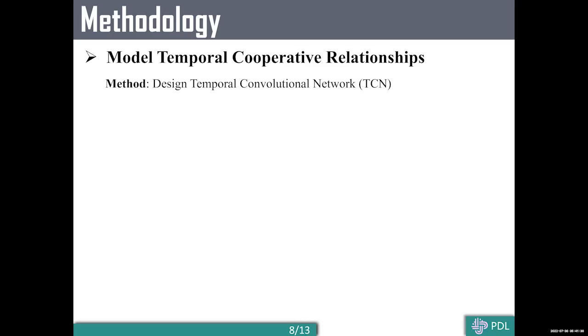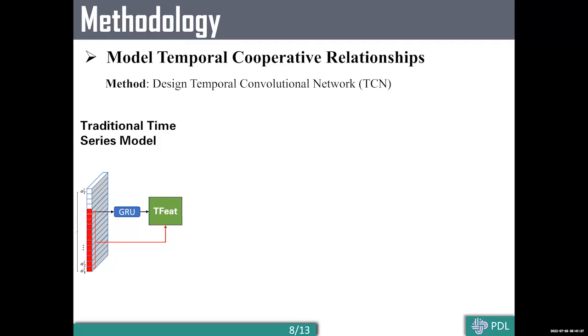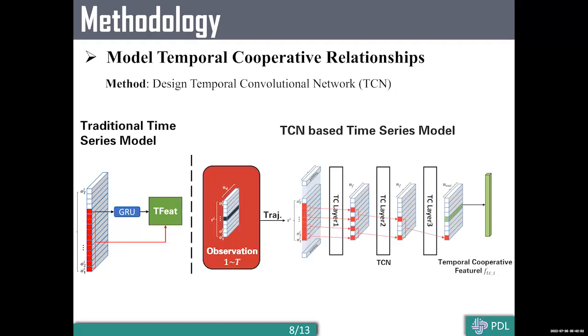Now we describe our model for extracting temporal cooperative features. Traditional time series data processing models applied in the reinforcement learning methods, such as the LSTM and the GRU model, will encode the information of all time steps before the current time into the latent features. The features extracted in this way contain a lot of information which will draw out the temporal cooperative relationship that occurs over a period of time. Therefore, we design a temporal feature extraction model based on temporal convolutional network and use the characteristics of the receptive field of the convolutional network to efficiently capture the cooperative information in the temporal dimension.